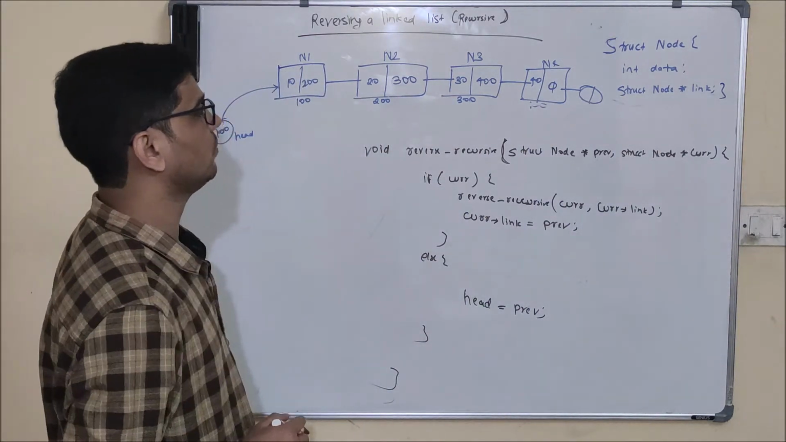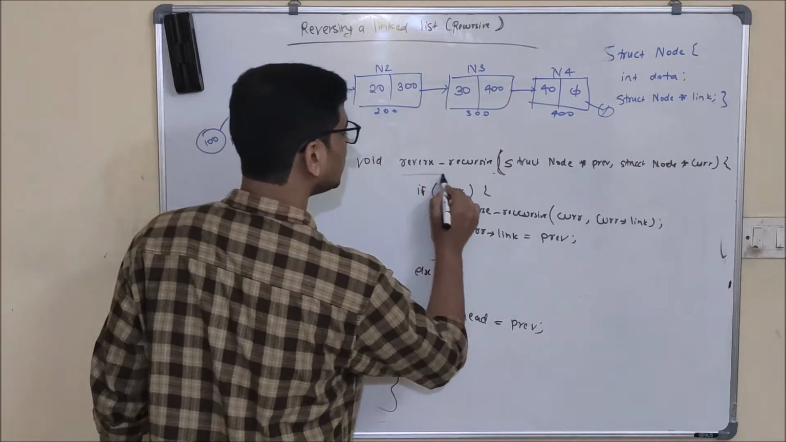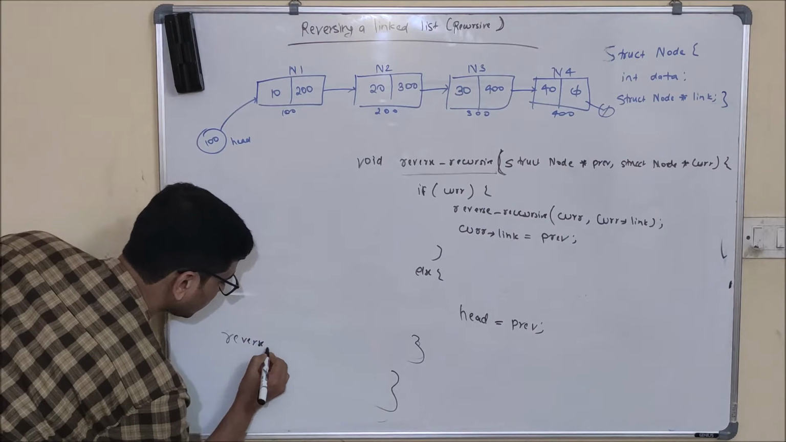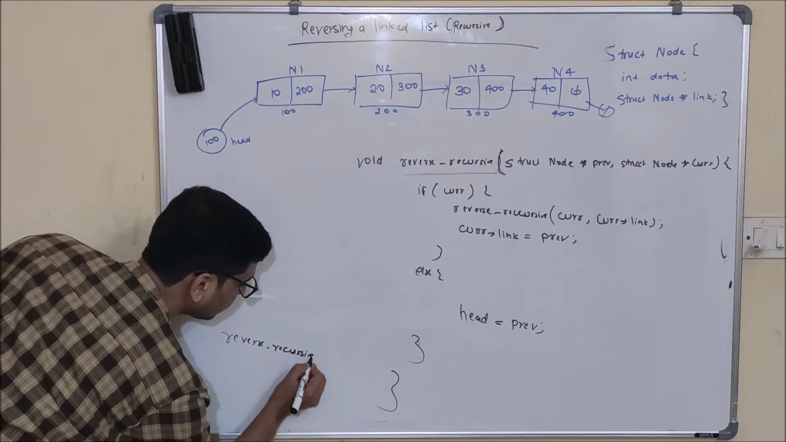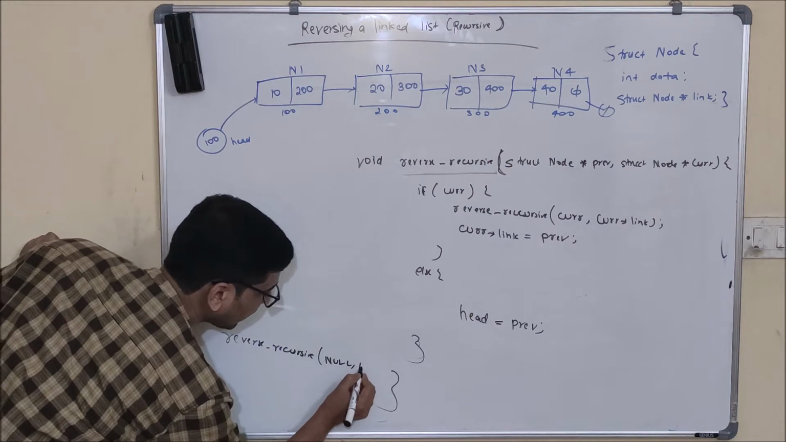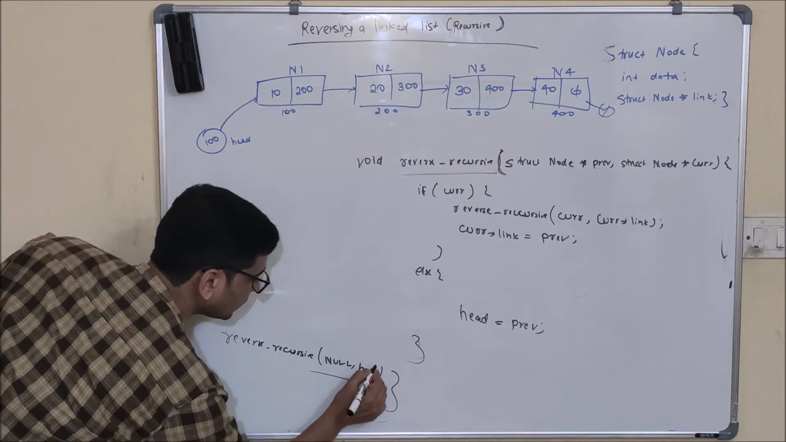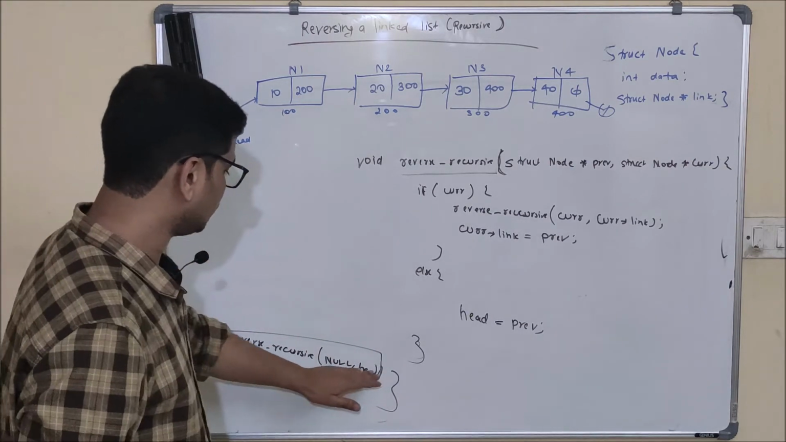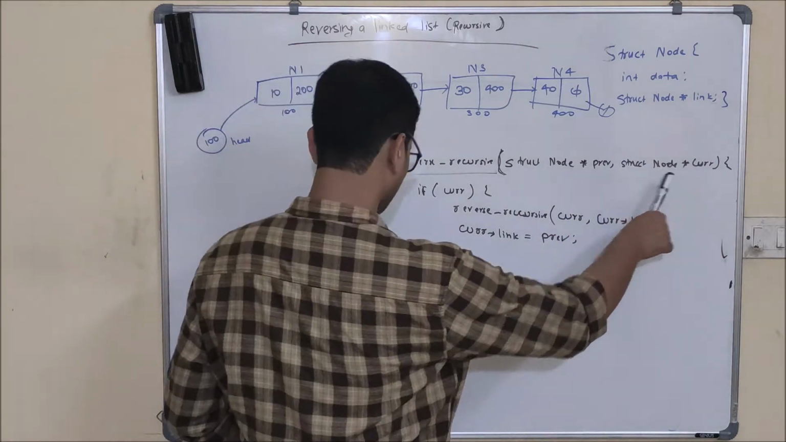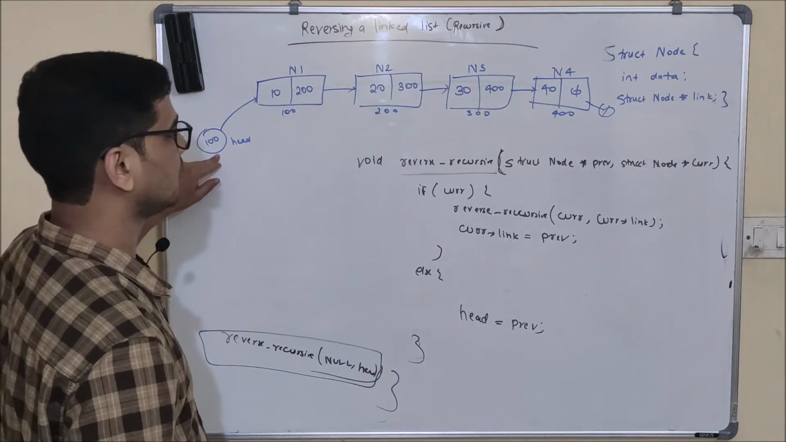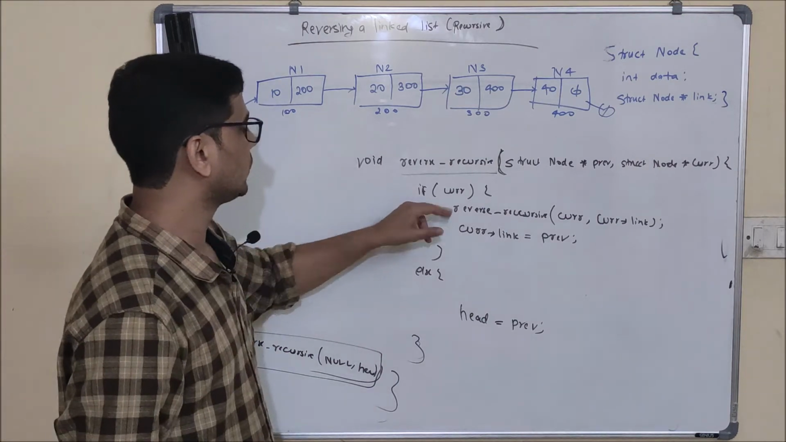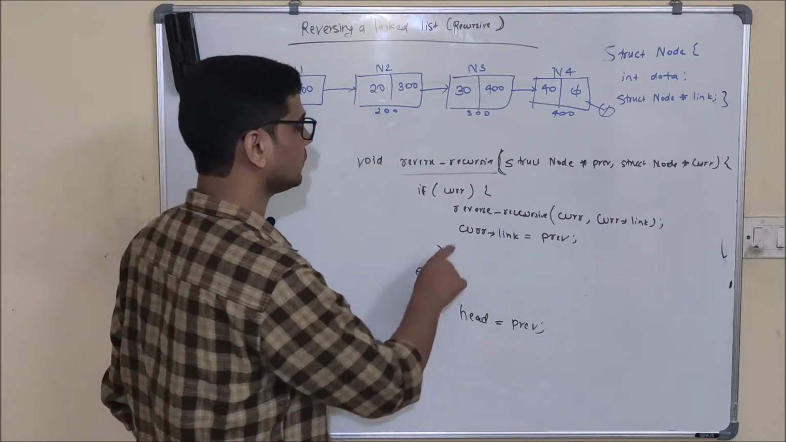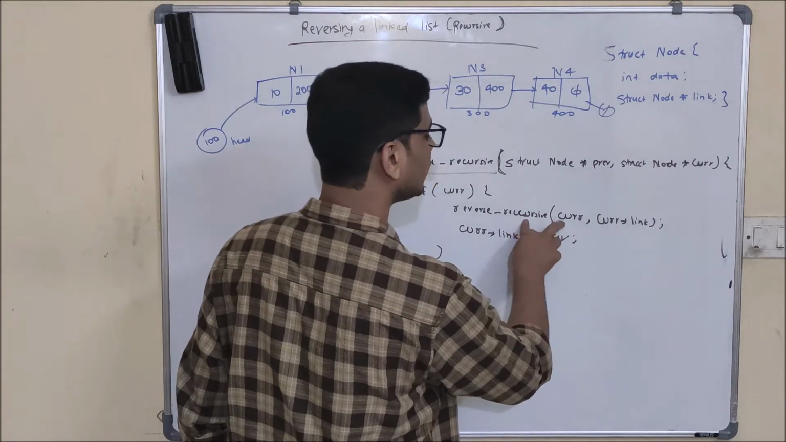Now let's see how this program will execute in memory. Suppose we call the reverse recursive function using null and head, and see what will happen. When we call reverse recursive using null and head, current will be head, that is, current will be equal to 100. So if current, this will be true and this line will be executed, that is, a function call will be made to reverse recursive.